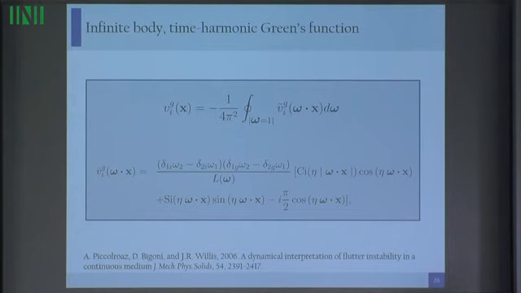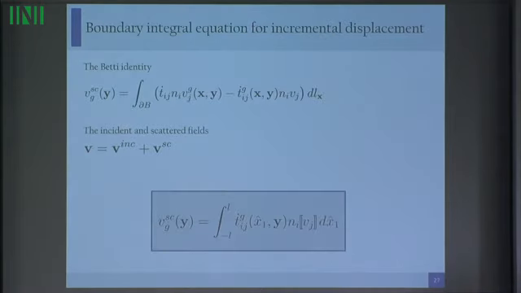To do this, we need the infinite body time harmonic Green's function, which we actually found years ago together with John Willis. It looks like this. It can be used directly, and we also need the boundary integral equations to treat this problem. This can be obtained from the Betti identity generalized to this context.